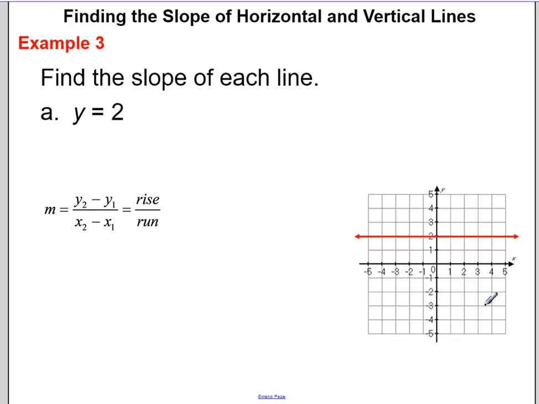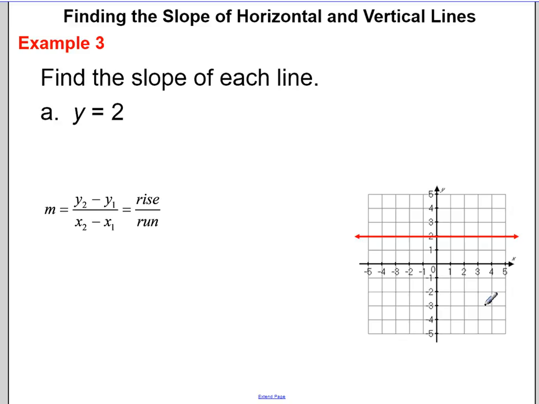Continuing with section 3.2, let's find the slope of the line y equals 2. As you can see, the line is already graphed for us. It's one of those special lines. It only has a y in it, so the line only crosses through the y-axis at y equals 2. And you see it's a horizontal line.